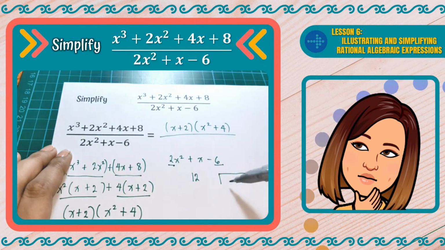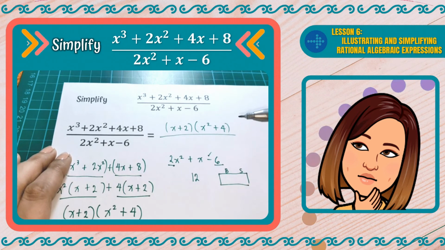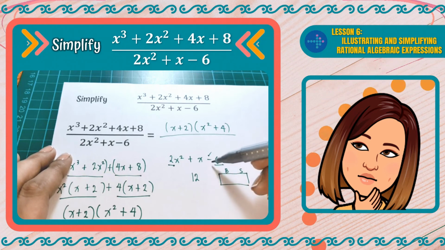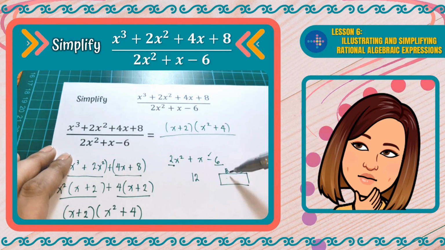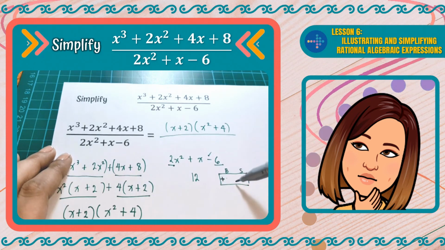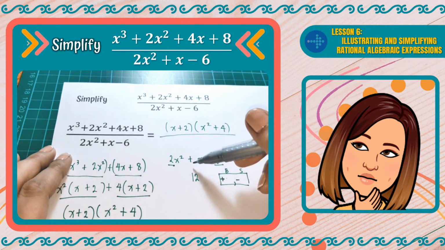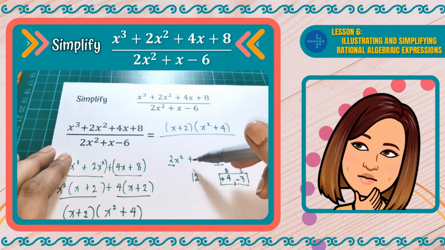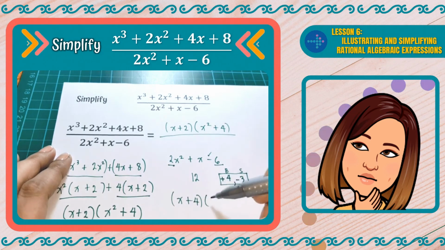And hahanapin natin yung factors ni 12 na kapag minus, ang magiging sagot ay positive 1. So, yung sign natin ay the same pa rin ng rules. So, ang sign ng last term natin ay negative. Therefore, magkaiba sila ng sign. So, si bigger number, ang susundin niya na sign ay si middle term. So, siya ay positive. And the smaller number will become negative. So, factors ni 12 na kapag minus, positive 1 ang magiging sagot. So, we have 4 and 3. 4 times 3, 12. 4 minus 3, 1. So, we have x plus 4, then x minus 3.